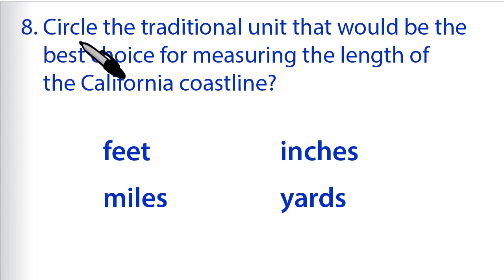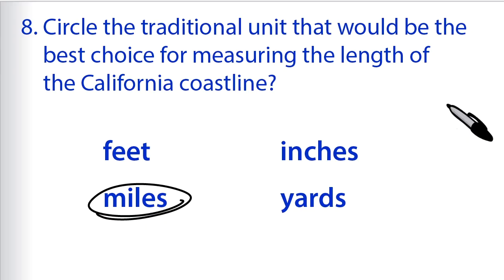For problem 8, we're told to circle the traditional unit that would be the best choice for measuring the length of the California coastline. And we're given feet, inches, miles, and yards. Well, the California coastline is pretty long, and with feet or yards, you're going to get a really, really big number. With inches, it's just going to be absurdly big, the number you're going to get. Miles, you're actually still going to get a pretty big number, but it's our best unit for measuring long distances. So miles would be the best choice for measuring the length of the California coastline.